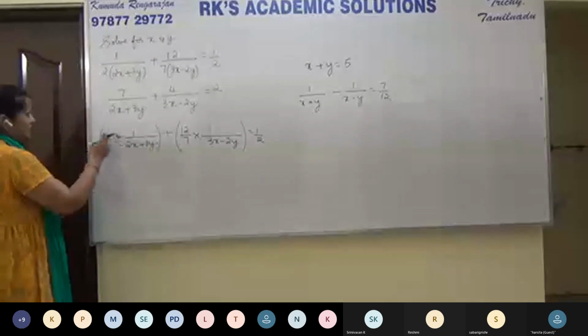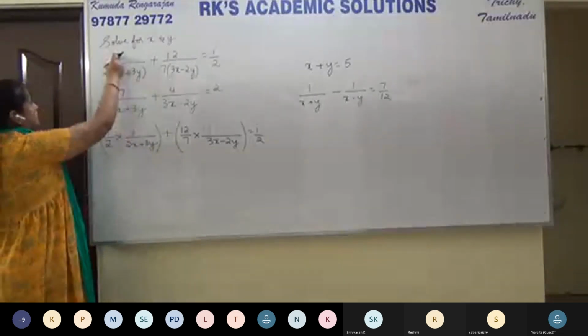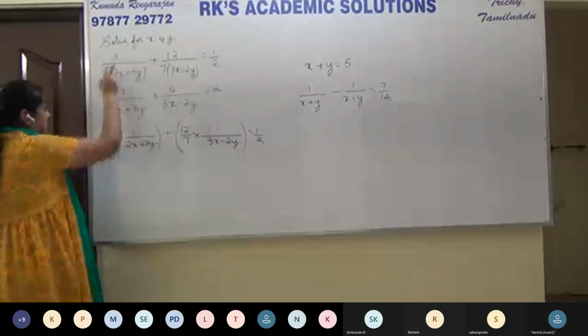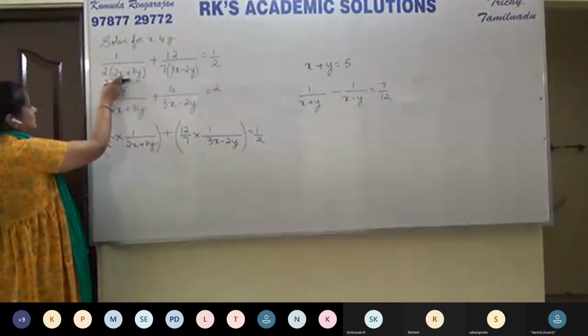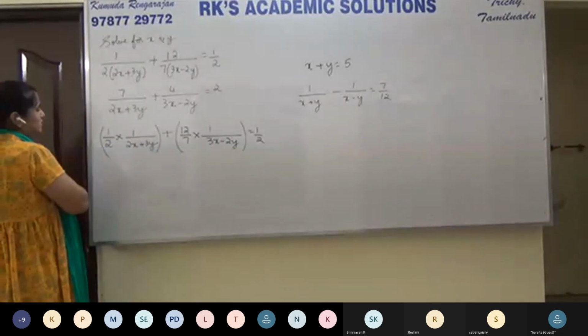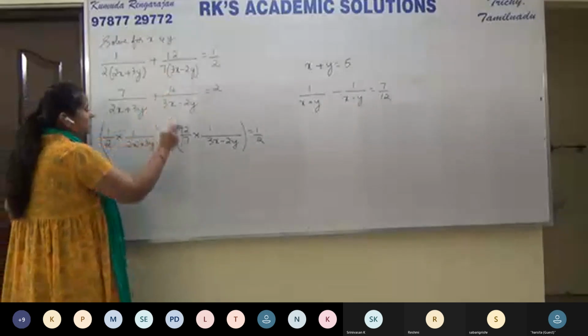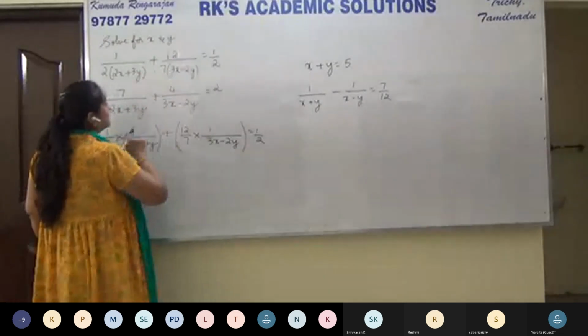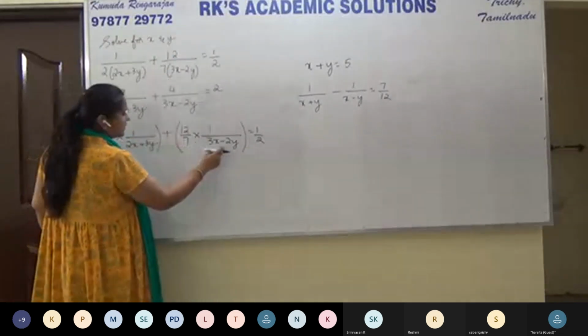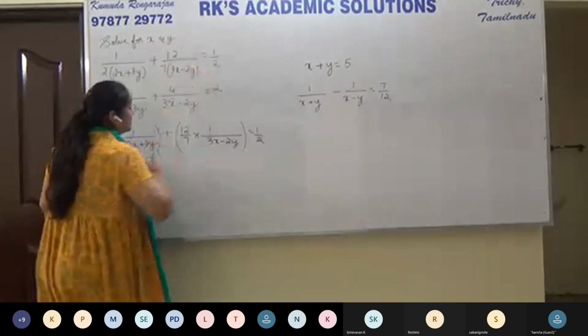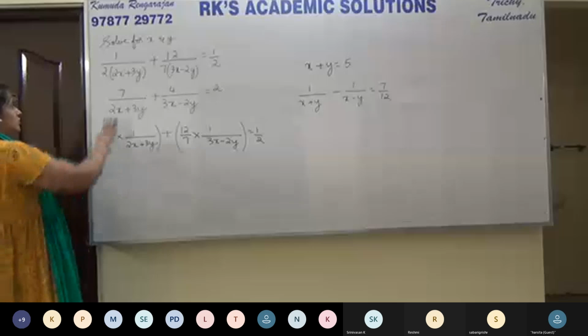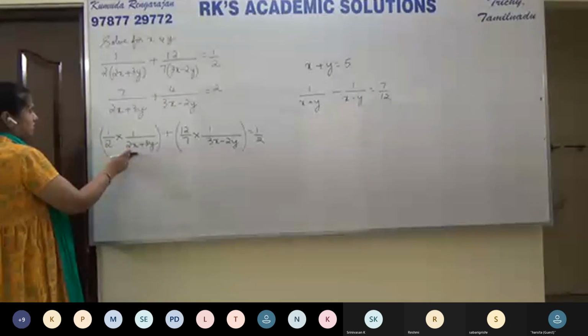Let's understand this. Now let's multiply. What is 1 into 1? 1. See the numerator, 1 into 1 is 1. 2 into 2x plus 3y is 2 into 2x plus 3y here. 12 into 1 is 12, and 7 into 3x minus 2y, so 12 by 7 of 3x minus 2y is equal to 1 by 2. So we rewrite this equation like this.